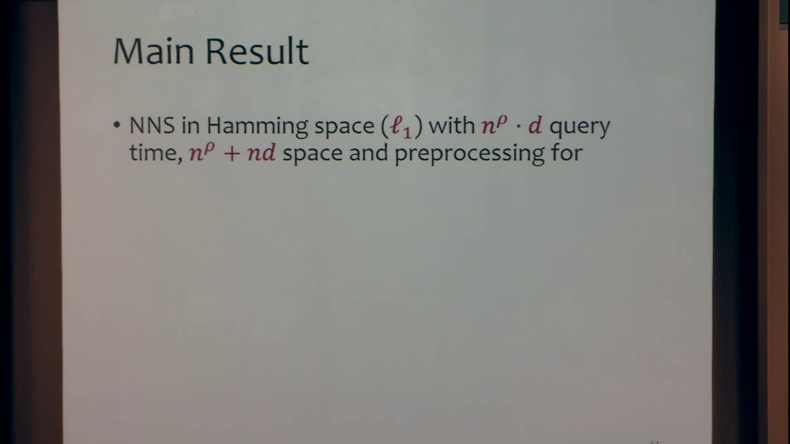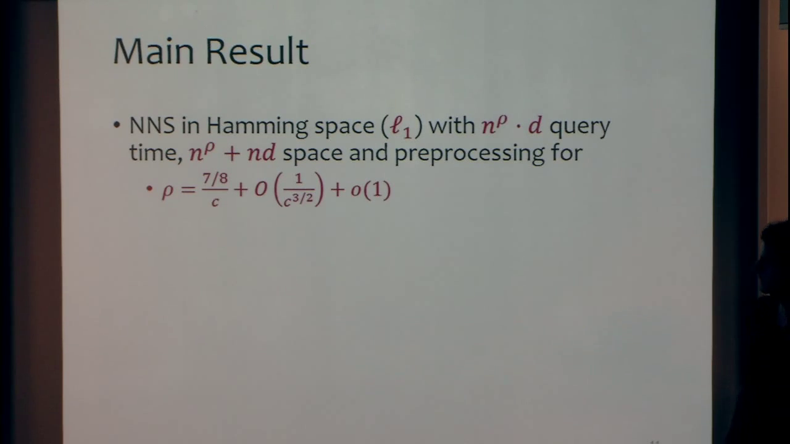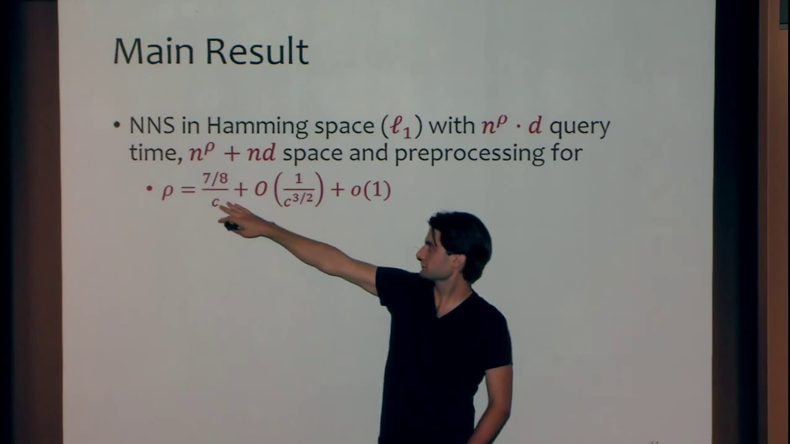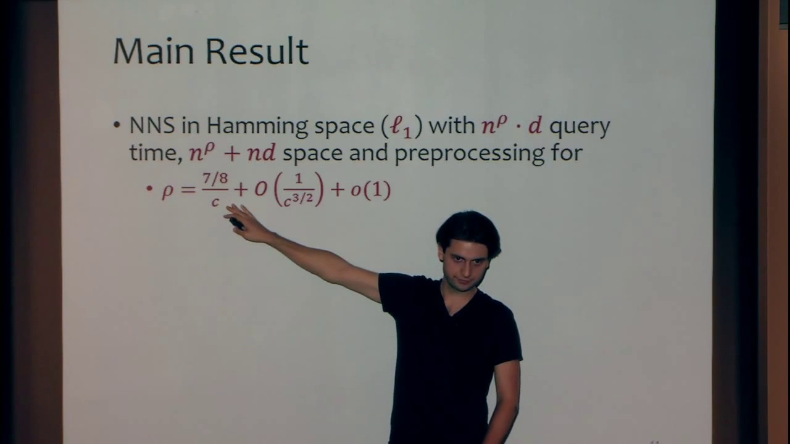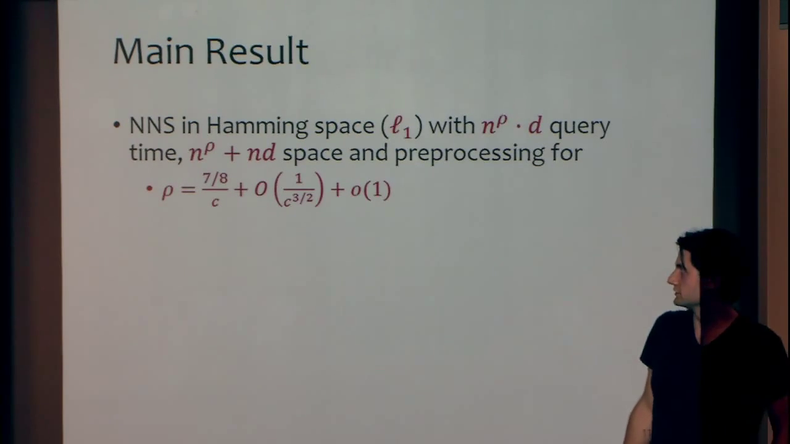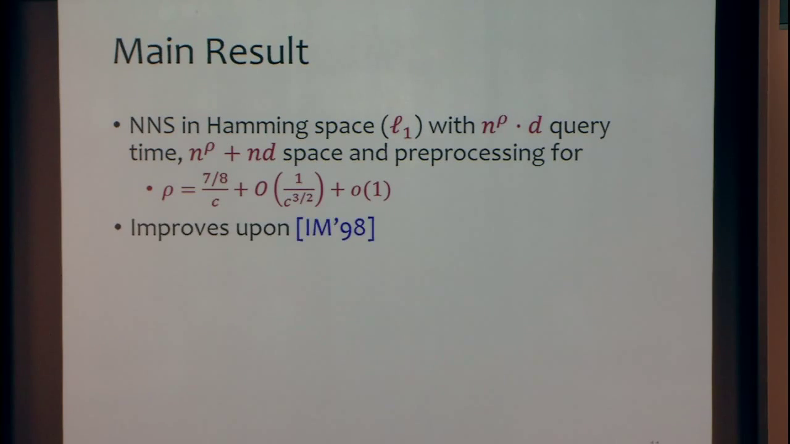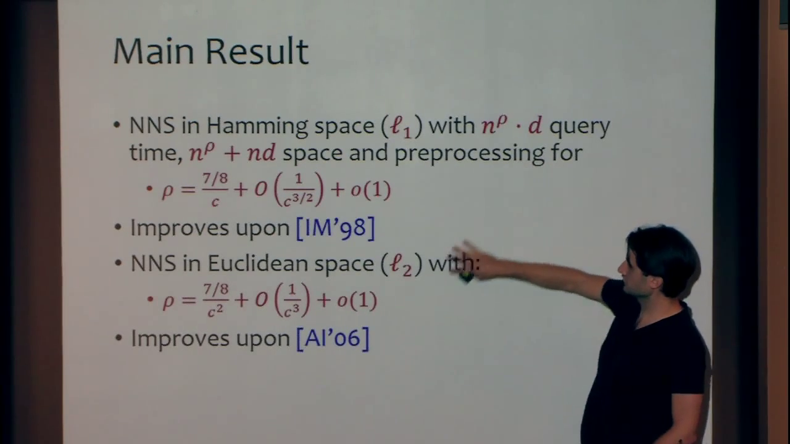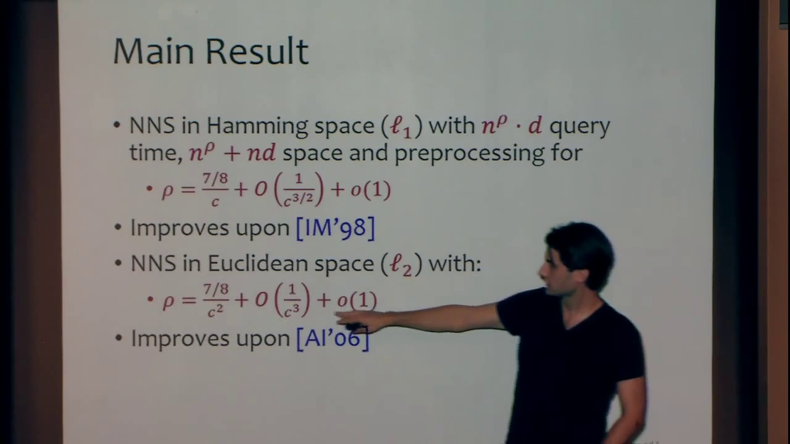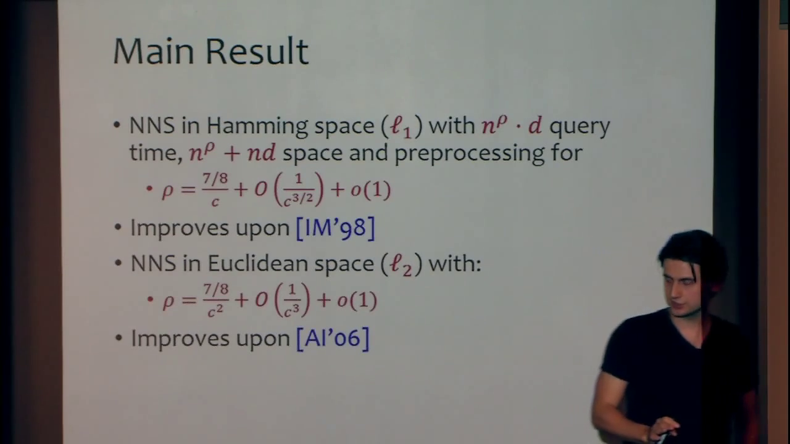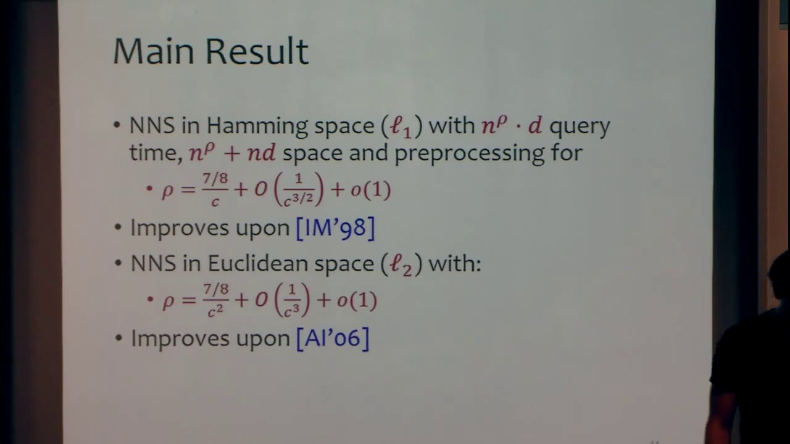Apparently no. So this is our main result, where we show that we can actually get nearest neighbor search in Hamming space with rho which is 7/8 over c, essentially, at least for high enough c. Okay, so the lower bound was 1 over c, right? So this is improving the exponent by a constant, and it is the first improvement over the original locality-sensitive hashing for Hamming space. And actually, we obtain this result by showing nearest neighbor search in Euclidean space with the equivalent: rho equal to 7/8 divided by c squared, at least for high enough c. And this also improves upon our previous paper with Piotr.